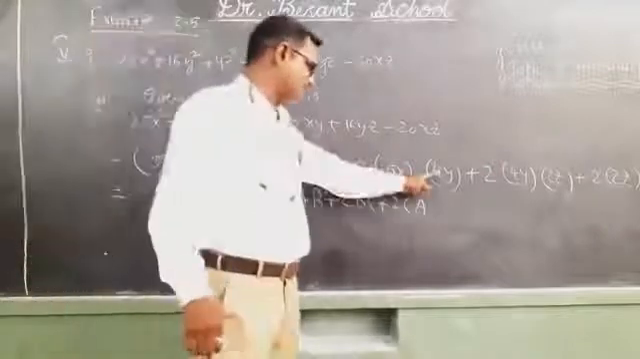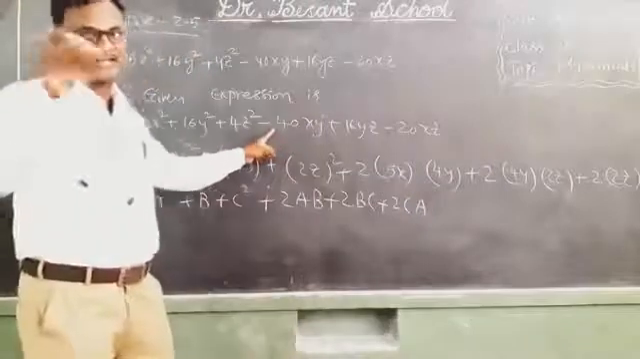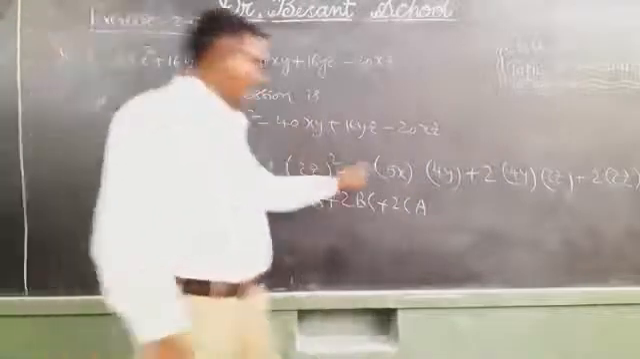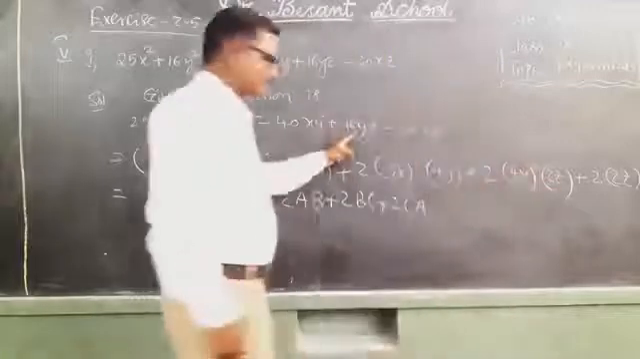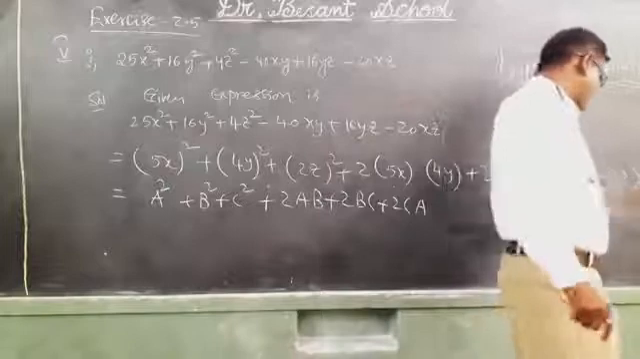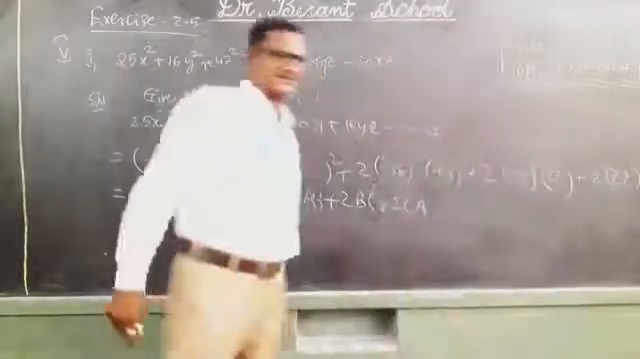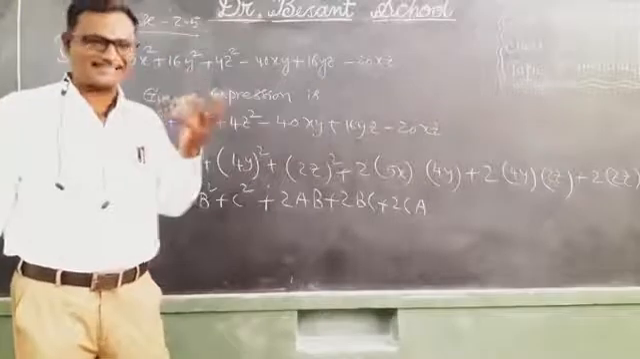2 5s are 10, 10 4s are 40, so 40xy, but it is minus 40xy. There is a difference in sign, later we adjust. 2 4s are 8, 8 2s are 16, plus 16yz, this is already balanced. 2 2s are 4, 4 5s are 20, plus 20zx, but it is minus 20zx. That also we need to balance, the minus symbol variation. So how to balance the symbols?